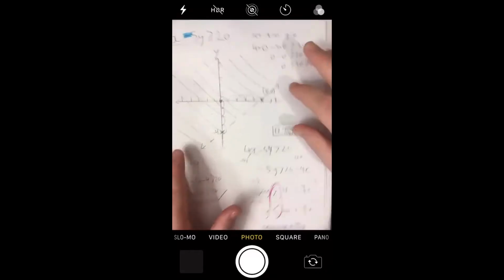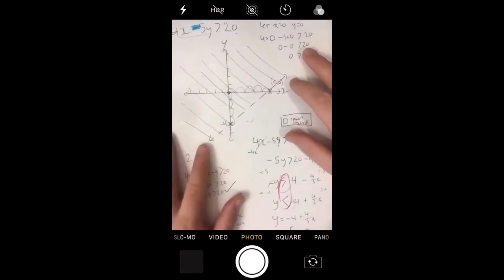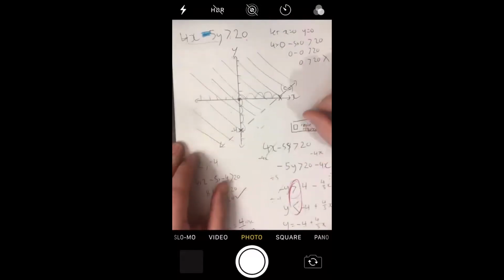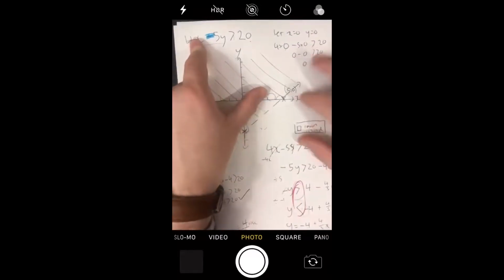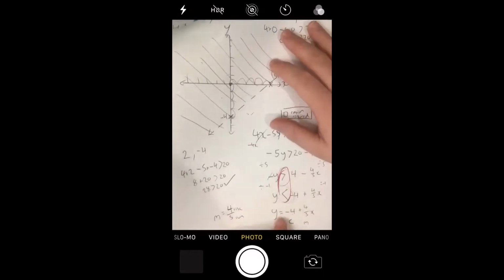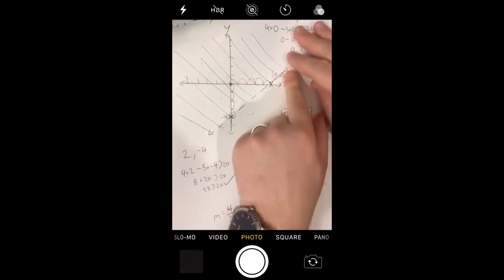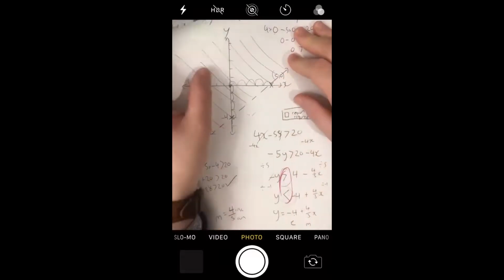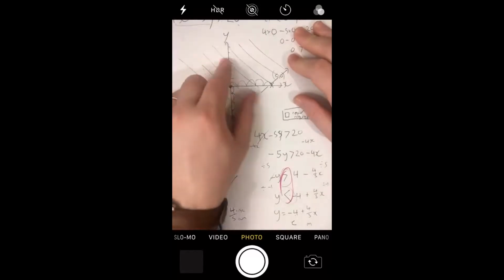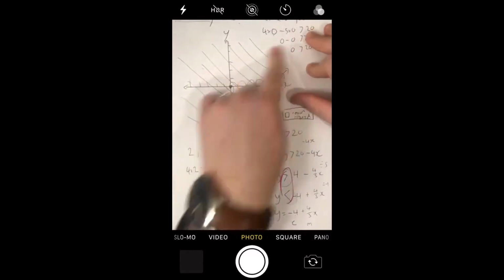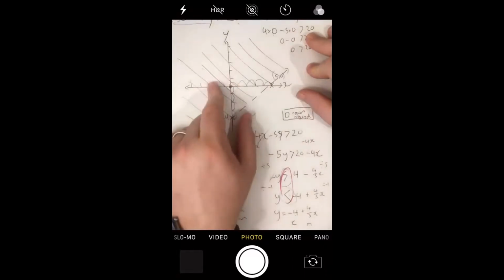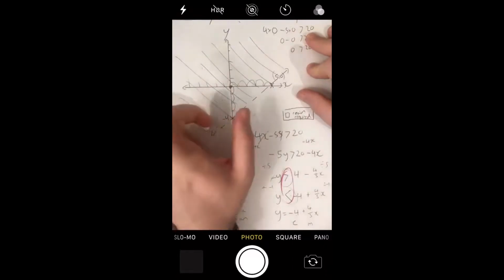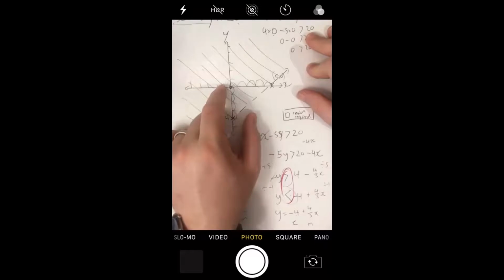Okay, so what were some of the things that I wanted you guys to recognize? The first is that you've got to take your equation and make sure it's in the form of y equals mx plus c, and then you have to turn that into an equation. That gives you the line. And then I usually just choose a random point to help me figure out which side of this line is shaded and not shaded. There are other ways you could do it.